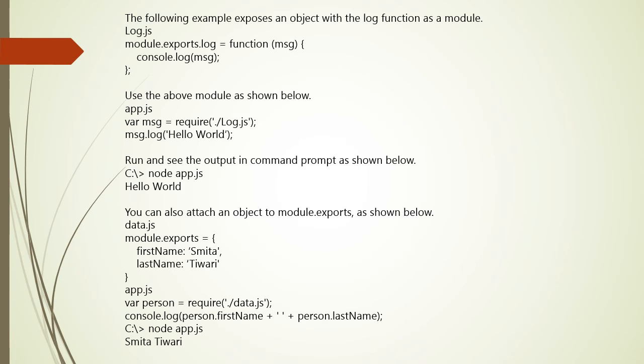You can also attach an object to module.exports as shown. So create a data.js file this way: module.exports = { firstName: 'give some name', lastName: 'give some name' }. And in the app.js file write this way, where person = require('./data.js'); console.log(person.firstName + ' ' + person.lastName). If you run the above example, you will get the output this way.